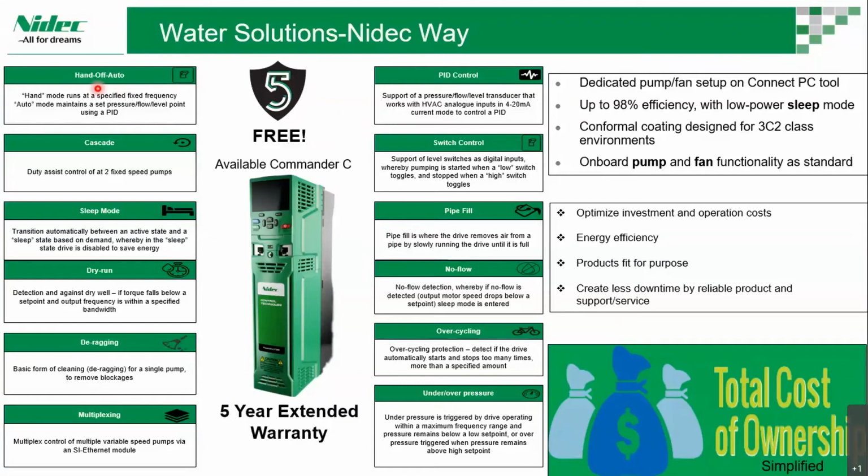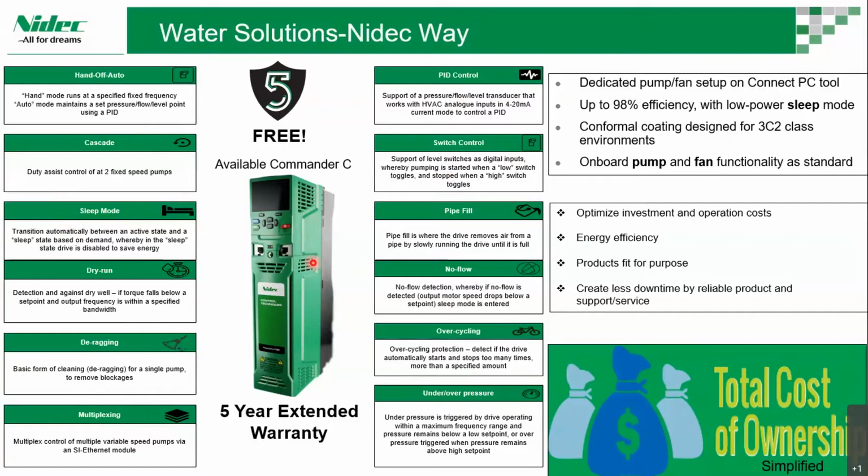Certain functions are used specifically for pumping applications, like hand-off mode and cascade system, which we will explain again on another slide. Sleep mode, dry run function. All of these functions are needed by the water and wastewater segment or pumping station. Like T-racking, which I have another slide for, multi-fluxing, under and overpressure, cycling and no flow, pipe fill, switch control and PID controllers. I think this slide is being shared with the team, so maybe you can go through that. If you have any doubt, I can answer it in the Q&A section.